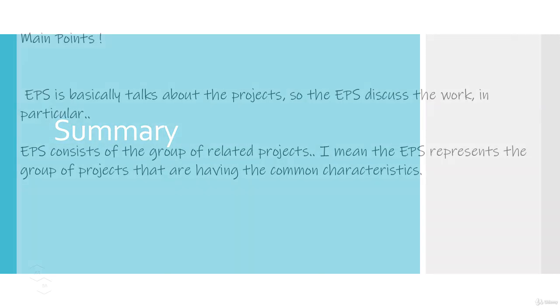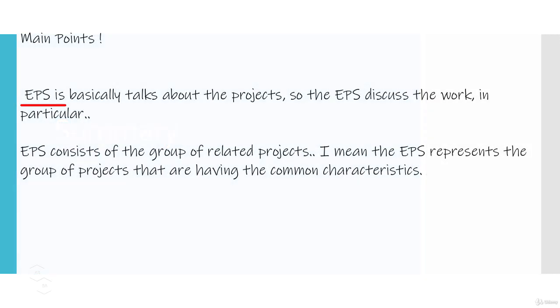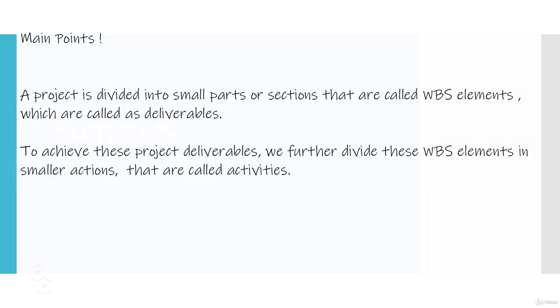Now, the EPS basically talks about the projects. So the EPS discusses the work in particular. As you know, EPS consists of a group of related projects. I mean the EPS represents the group of projects that have common characteristics. Further, a project is divided into small parts that are called WBS elements, which we can further refer to as deliverables or end results. Now, in order to achieve these project deliverables, we further divide these WBS elements into smaller actions that are called activities.